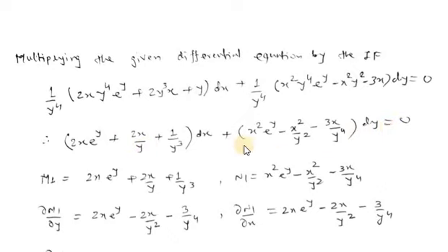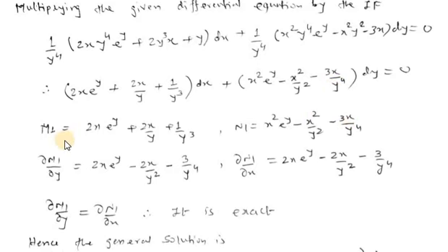Now we are going to compare this equation with M1 dx plus N1 dy equals 0. So by comparison, we have M1 equals 2x e raised to y plus 2x by y plus 1 by y cube, and N1 is x square e raised to y minus x square by y square minus 3x by y raised to 4. So del M1 by del y, that is the partial derivative of M1 with respect to y: x is constant, 2x is constant, and the derivative of e raised to y is e raised to y, plus 2x is constant and the derivative of 1 upon y is minus 1 upon y square. Then the derivative of 1 upon y cube is minus 3 by y raised to 4.